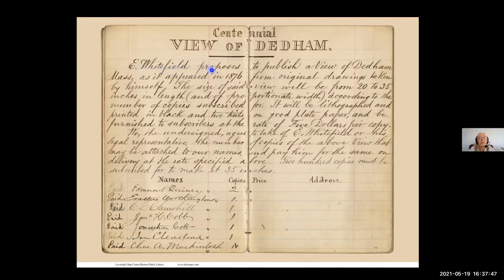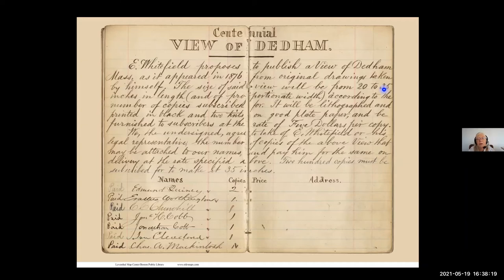So Mr. Whitefield proposes to publish a view of Dedham, Mass, as it appeared in 1876, made from original drawings taken by himself. So Mr. Whitefield is the map maker. Don't know if this is Mr. Whitefield's notebook. The size of said view will be from 20 to 35 inches in length and proportional in width. So he's telling you this is another thing you can put on your wall, but it's not 5 feet wide. So maybe it's a nicer piece of art.